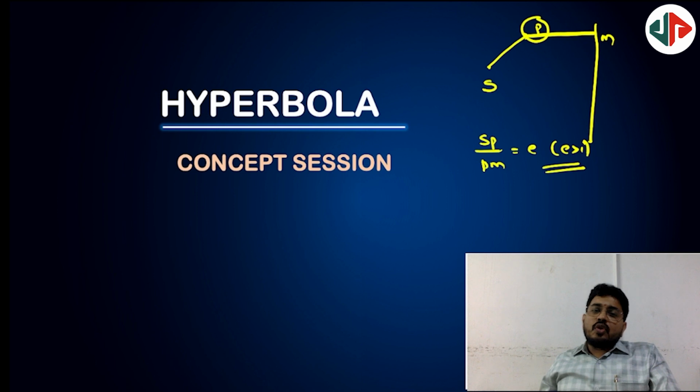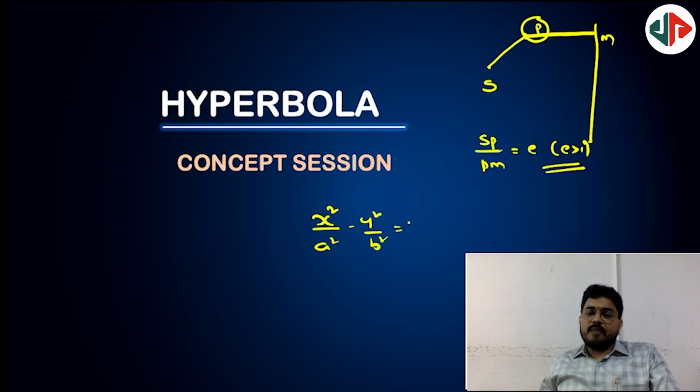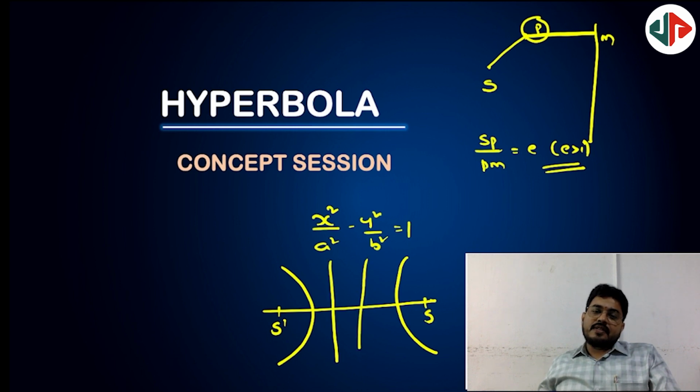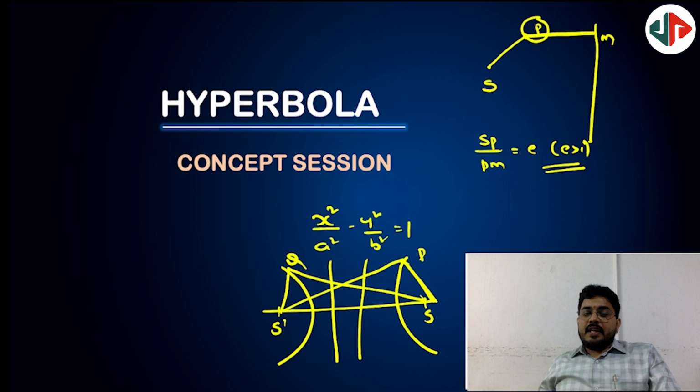Okay, so here the standard equation of the hyperbola will be x square by a square minus y square by b square is equal to 1. This is going to look like this. And here S dash and S will be here. These are the directrix. And here if I take any point P, S dash P minus SP is equal to 2a, or if you take this one Q, SQ minus S dash Q is also equal to 2a.